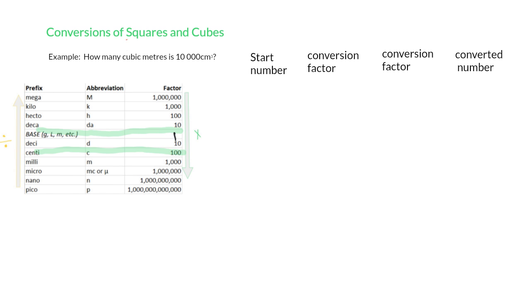Now realize that we're going from centimeters to cubic meters. So we're going up. So it's going to be a division. So it's going to be the start number divided by the conversion factor, divided by another conversion factor, and that's going to equal our converted number. So the number we start with is 10,000. And the next conversion factor is 100.